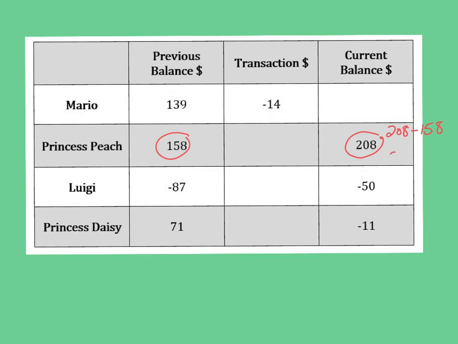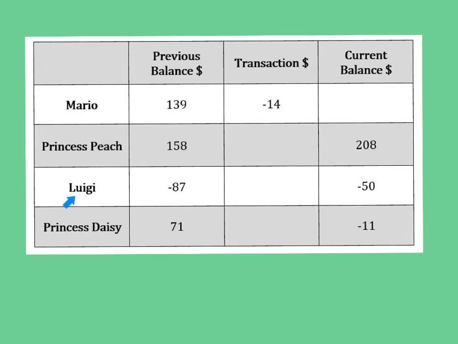So if I line them up, 208 minus 158, it's going to be 0, and it should be that she added $50. There's not a negative sign there, so she added $50 to her account. So basically, if you took 158 and you add 50, it should equal 208.